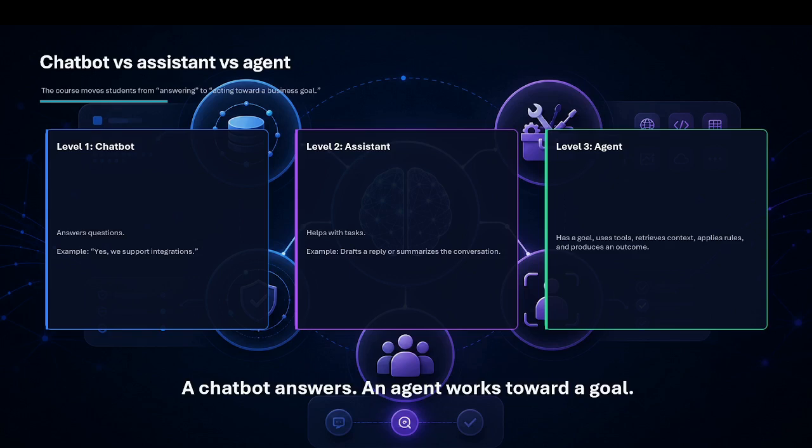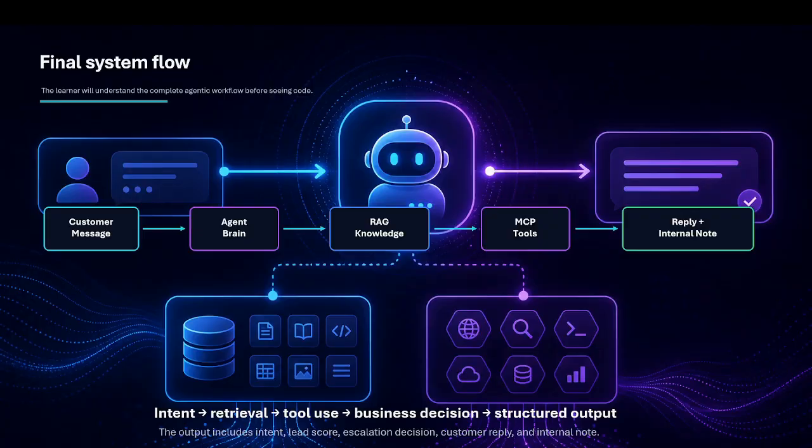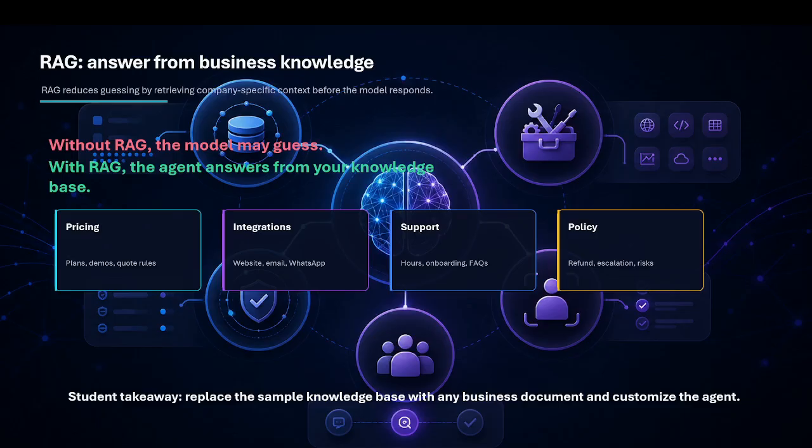Now let us compare 3 levels of AI applications. Level 1 is a chatbot. It answers questions. Level 2 is an assistant. It helps with tasks like summarizing, rewriting, or drafting. Level 3 is an agent. An agent has a goal, uses tools, retrieves context, follows rules, and produces an outcome. In this course, we are building at level 3. We are keeping the project simple enough for learning, but strong enough to show the real pattern used in business AI systems.